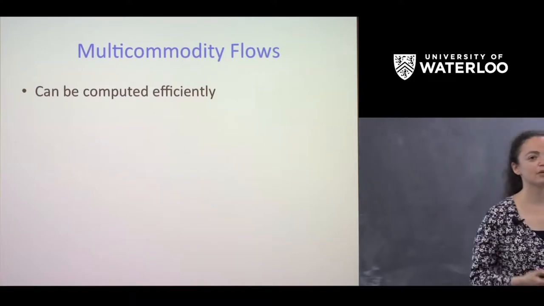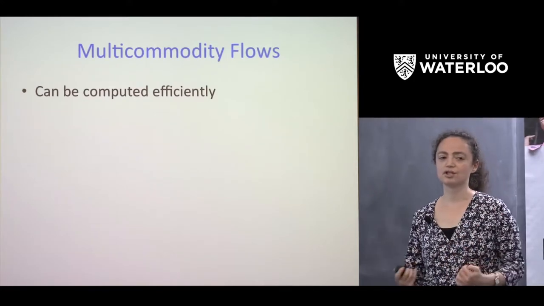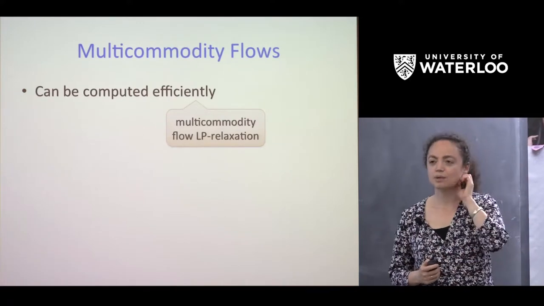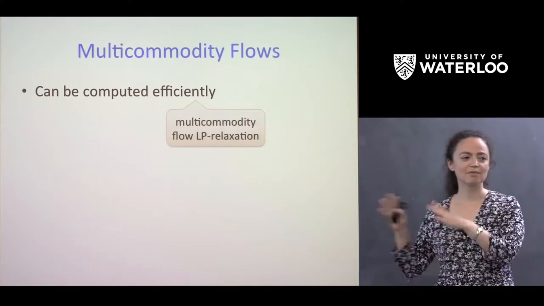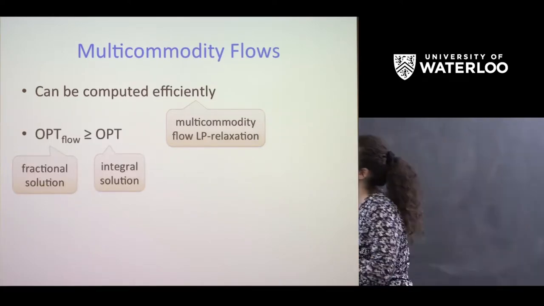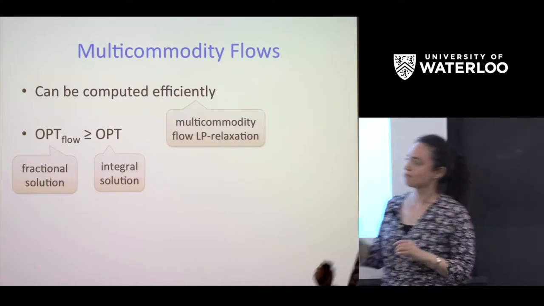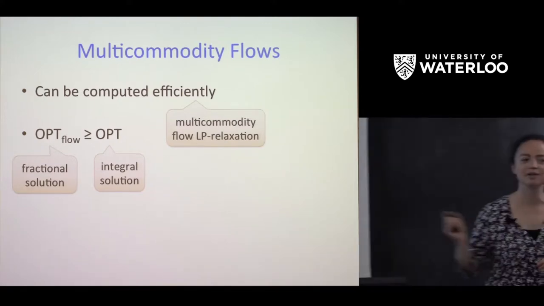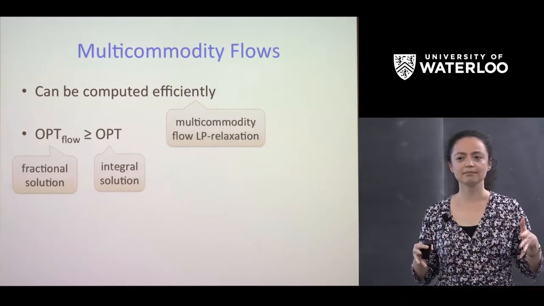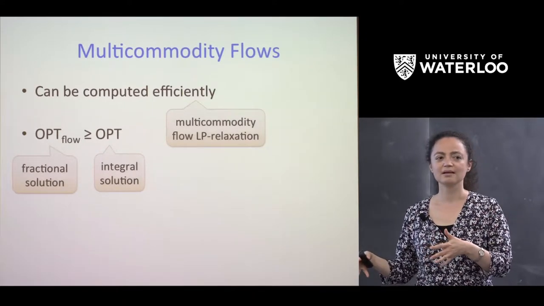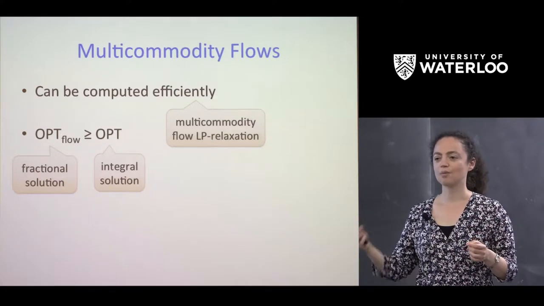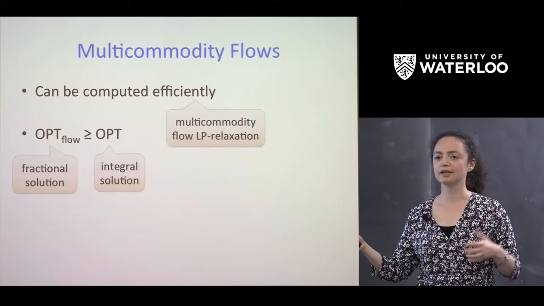Still, the good thing about multi-commodity flow is that we can solve it efficiently, for example, by using linear programming. So when I talk about the LP relaxation of this problem, I'm talking about this multi-commodity flow relaxation. The solutions to the flow problem we call fractional solutions. Solutions to the integral problem we call integral solutions. And in general, every solution to the disjoint path problem gives you a good flow. So with flow solutions, you only allow more solutions. Because of this, your optimal flow solution can only be better than the optimal integral solution. It cannot be worse.